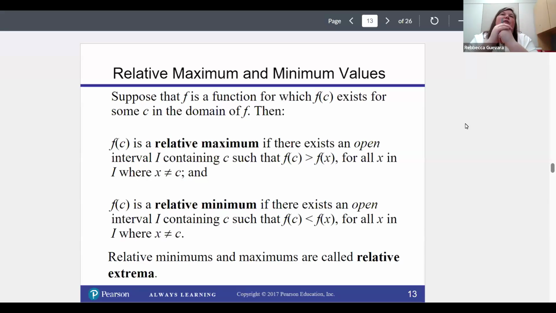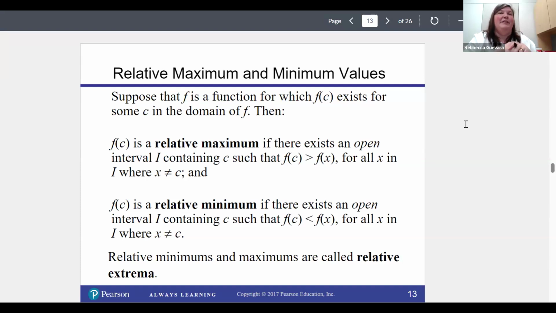So another thing we're going to look at is relative minimums and maximums, and this kind of goes with your increasing and decreasing intervals. Suppose that f is a function for which f of c exists, for some c in the domain of f. So basically we're making sure we're in the domain. f of c, so your y value, is a relative maximum if there is an open interval around c such that f of c is the largest point in that small interval, for all x in that area.